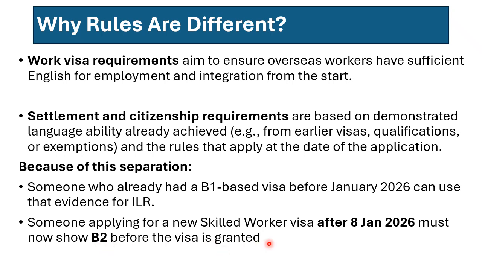visa is granted. So for example, you are an engineer or a nurse, and you are applying to come to the UK to do a nursing job or engineering job. This time, instead of B1, you will have to produce a B2 certificate, B2 qualification, because now qualifications have changed for the skilled worker visas.